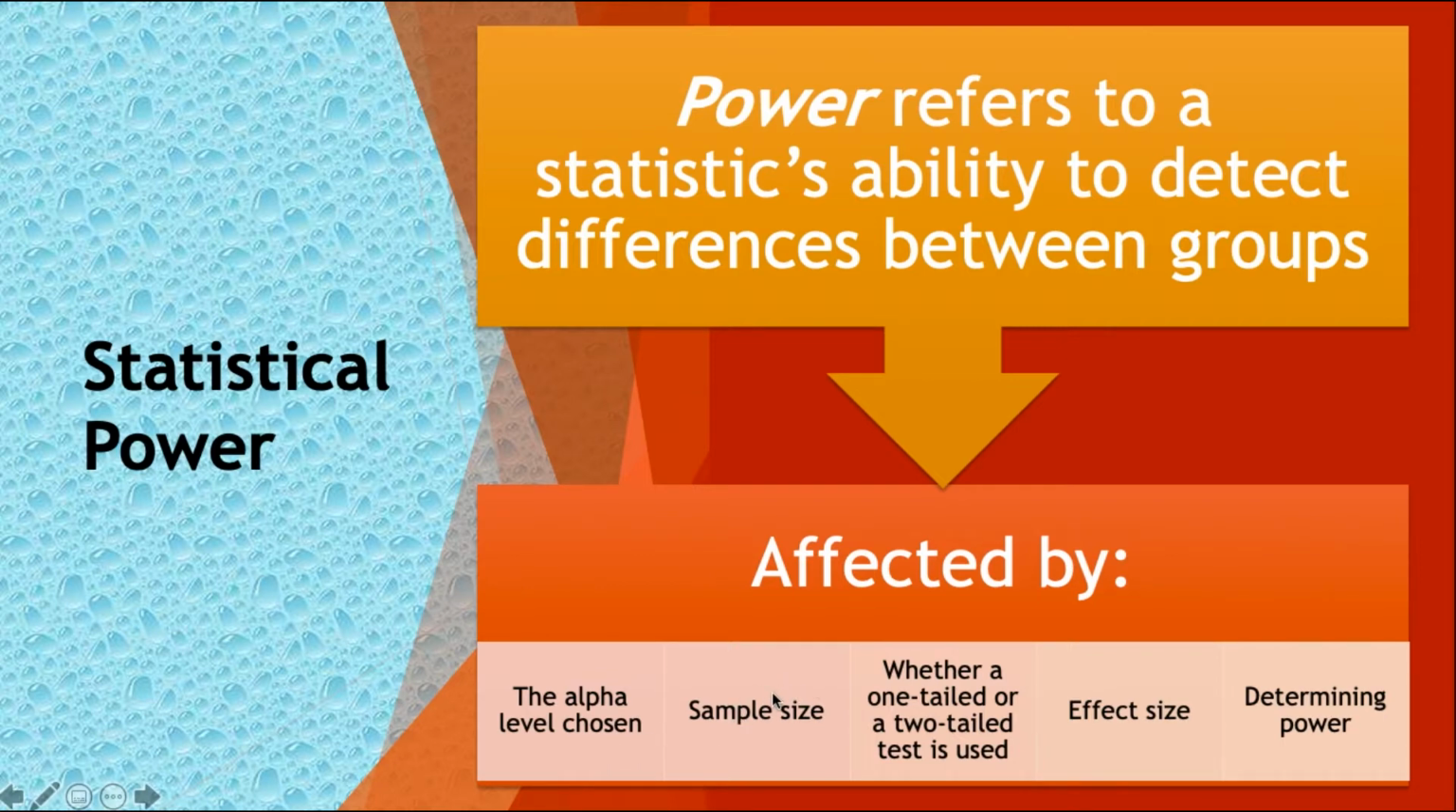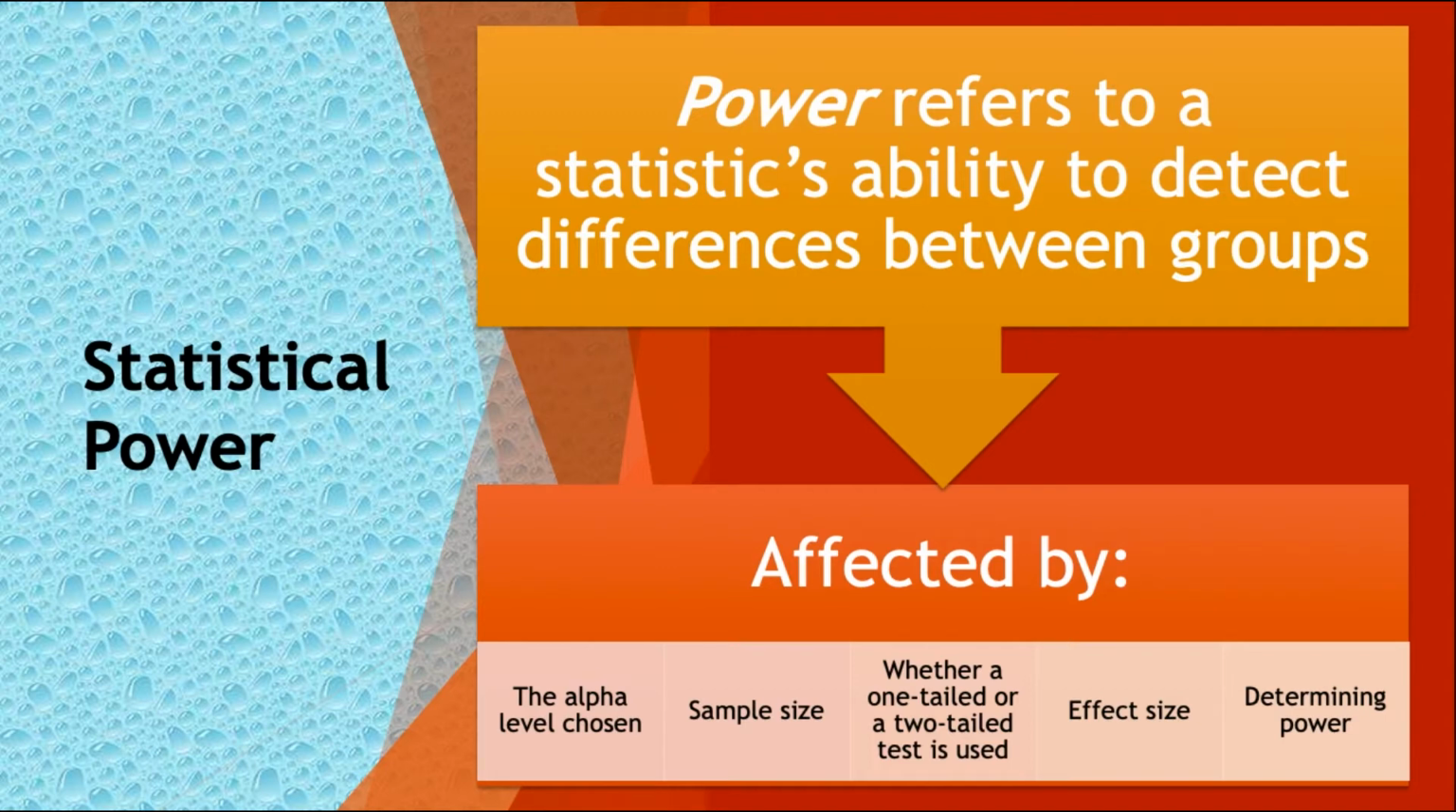Then we have sample size. The power of your statistical test also increases with the size of your sample because larger samples provide more stable estimates of population parameters. In particular, the standard error of the mean gets smaller, so the likely position of the population mean falls within a narrower bound. Consequently, it is easier to detect small differences in population means and thus reject the null hypothesis when it is false.